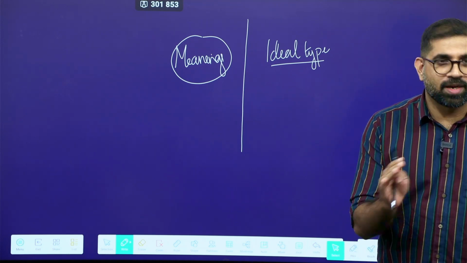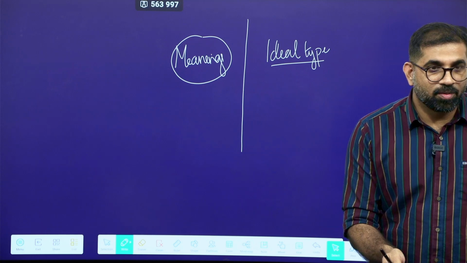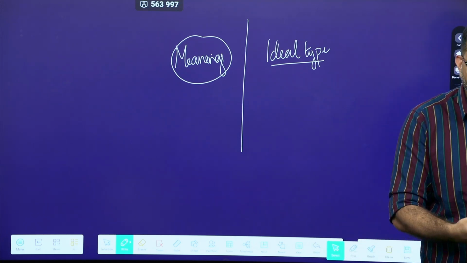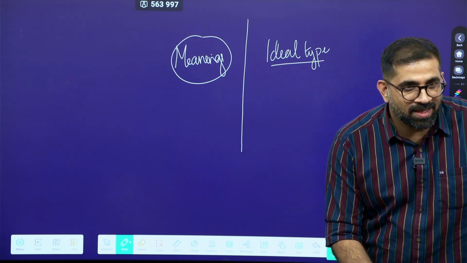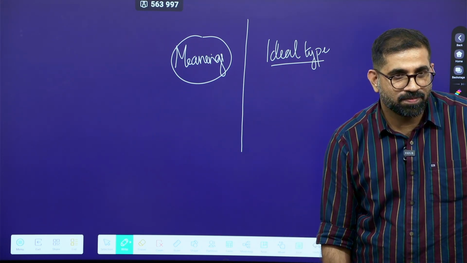So the best way to understand ideal type is not to make your own definitions, but to understand the meaning of what is ideal type, because you just need to write that meaning, right?